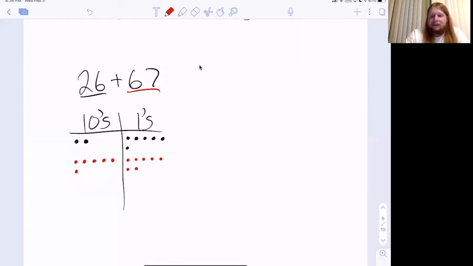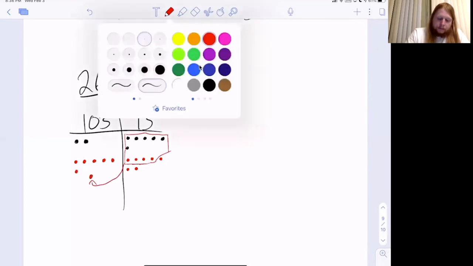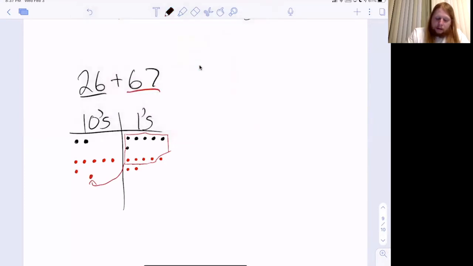All right, do we have more than 10 ones? Or do we have equal to or more than 10 ones? We do. So we have 6 here. And if we have the additional 4, that makes 10. 6 plus 4 is 10. So I'm going to add another dot here. And while I'm doing that, I'm going to go ahead and draw 26 plus 67 in the vertical form.